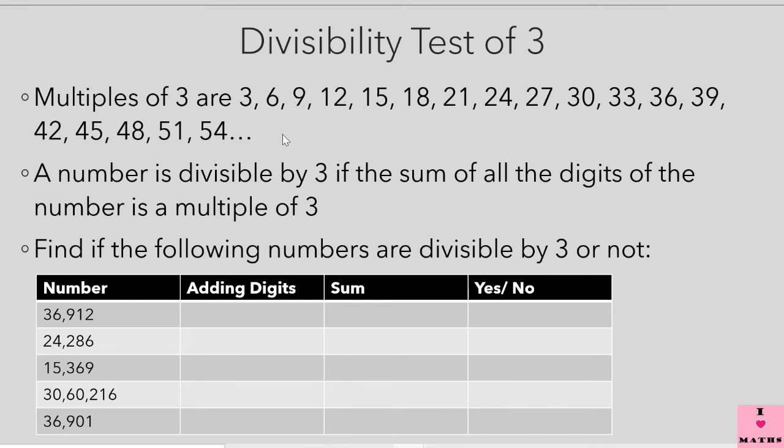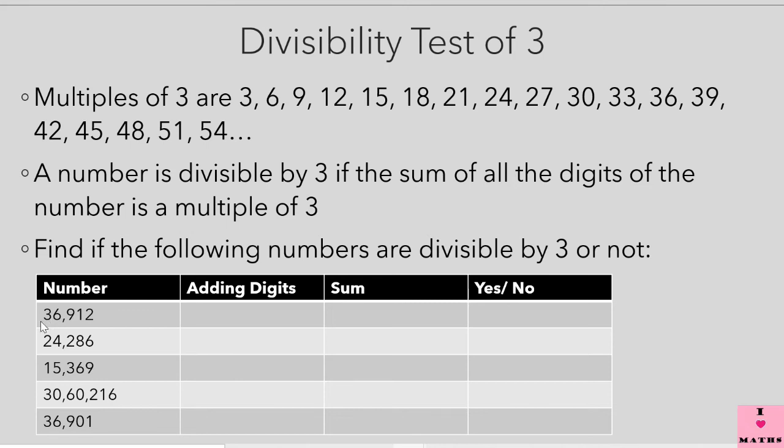So children, for two-digit multiples or more than two-digit multiples, we have to add all the digits, and if the sum is a multiple of 3, then the given number is also a multiple of 3. Come, let us find if the following numbers are divisible by 3 or not.